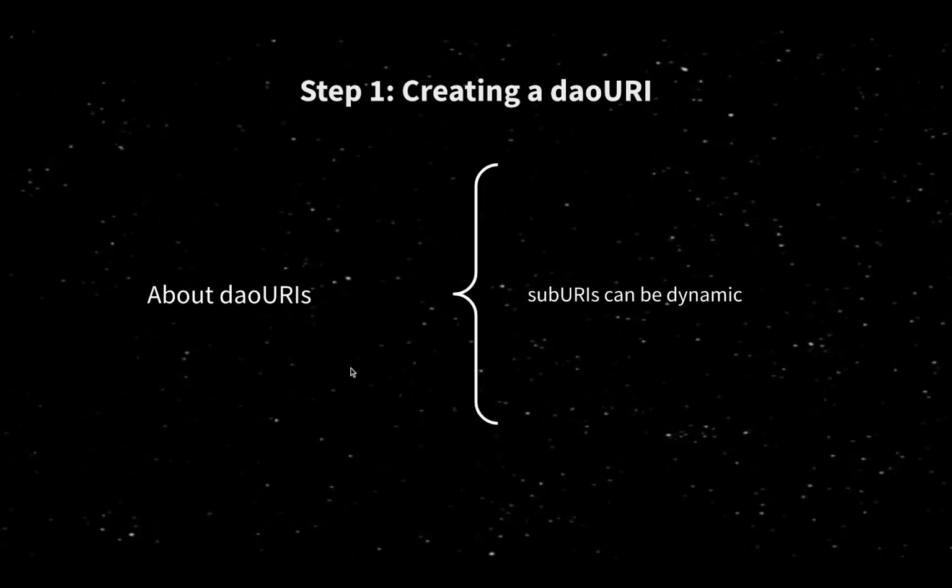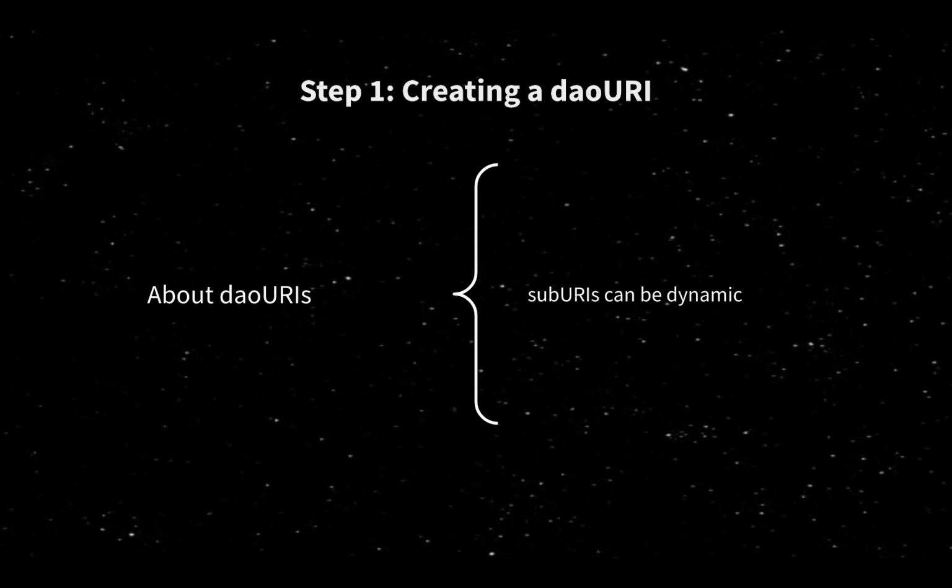So, in essence, it is actually quite easy to create a DAO URI using this form. Now that we have this, let us get into a little bit more detail. As you may have noticed, sub URIs can be dynamic. Proposals URI will return to you an up to date list of proposals. Members URI will return to you an up to date list of members of the DAO.